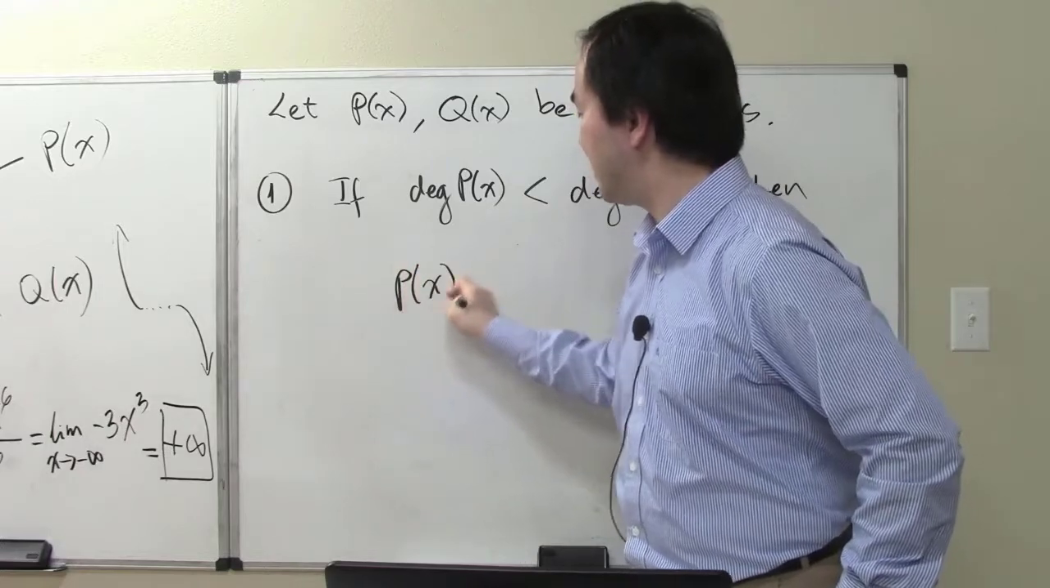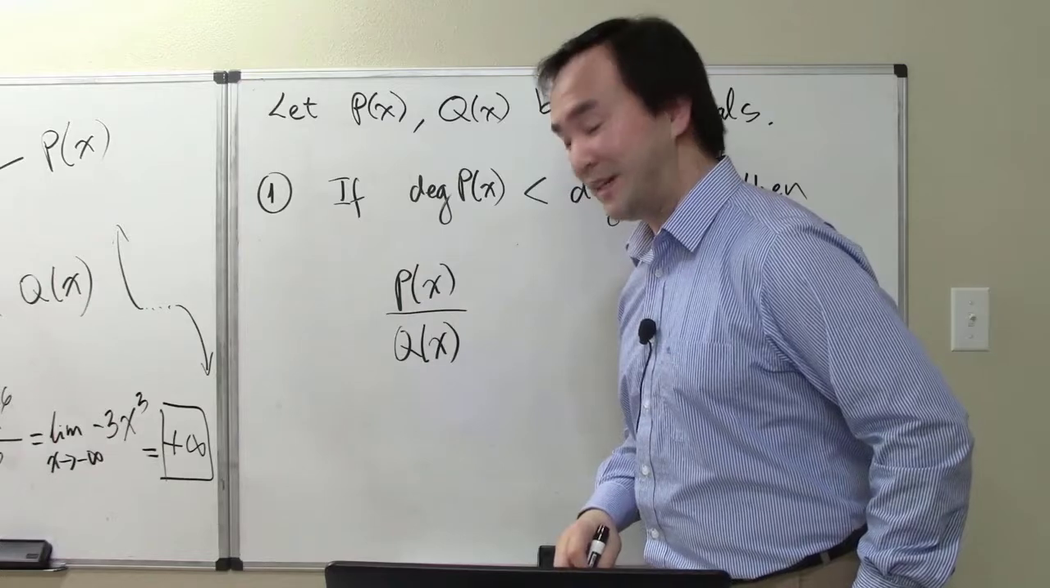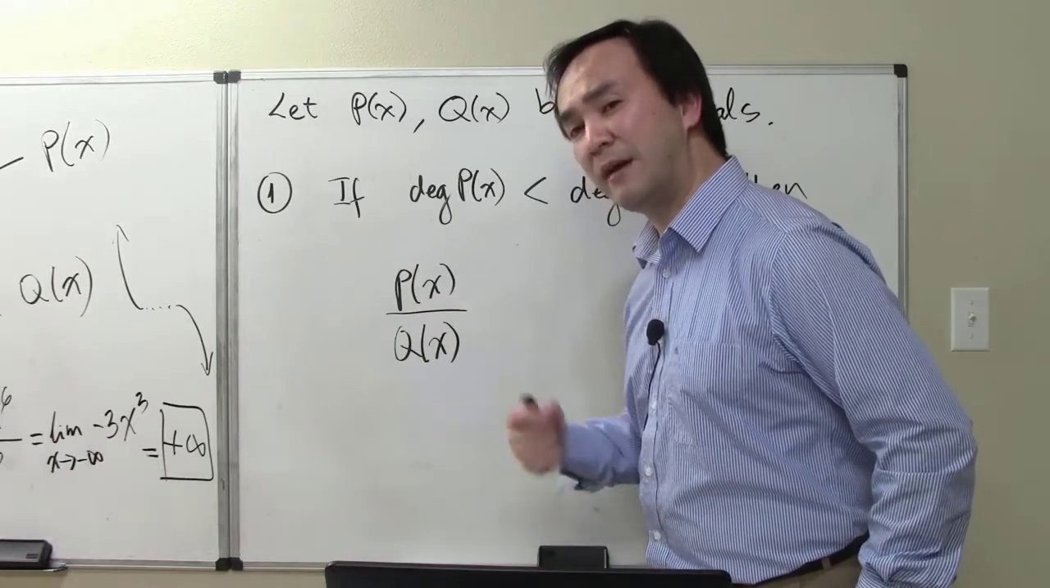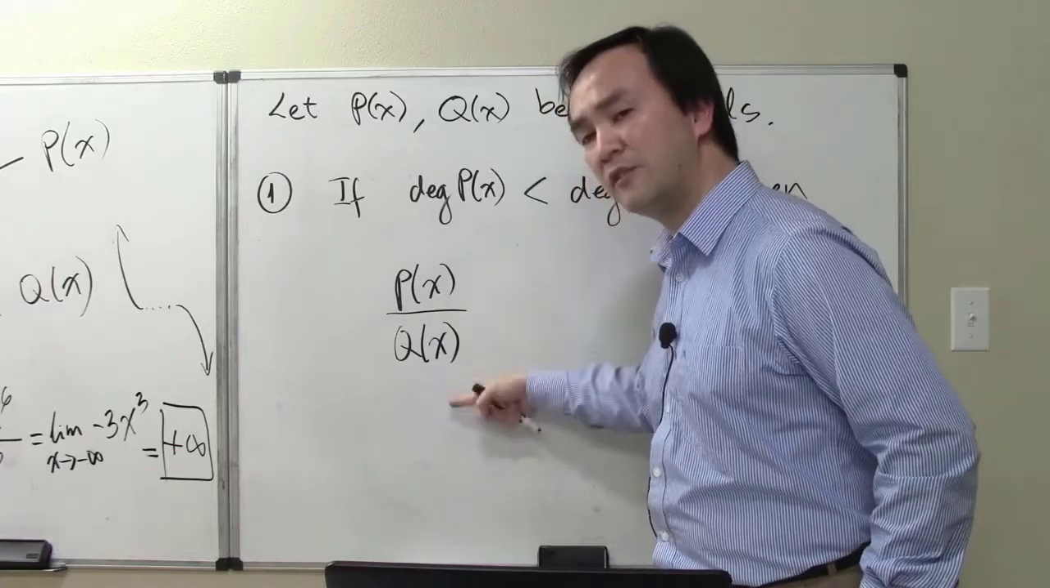A rational function is a ratio of any two polynomials. The entire example 3 was all about those rational expressions, rational functions, a polynomial over a polynomial.